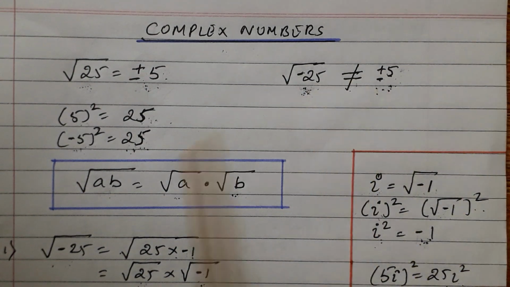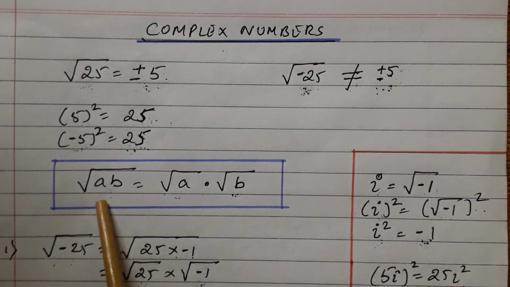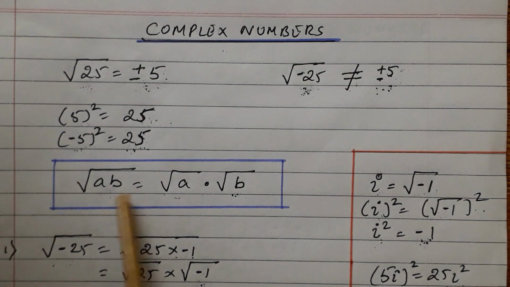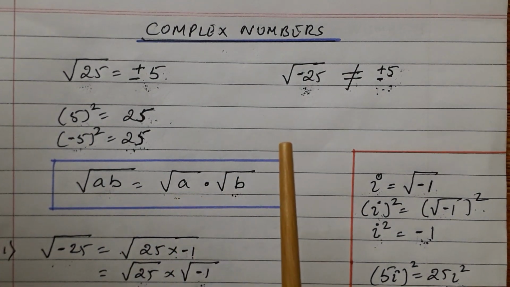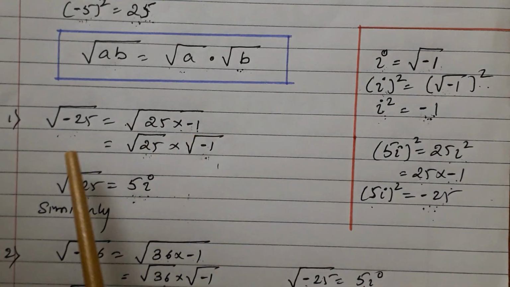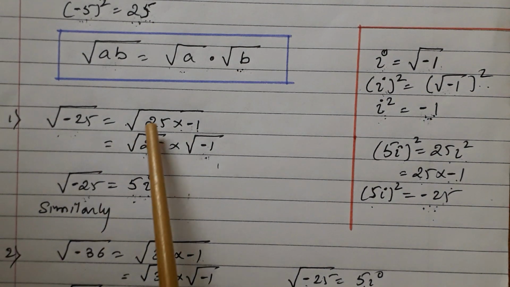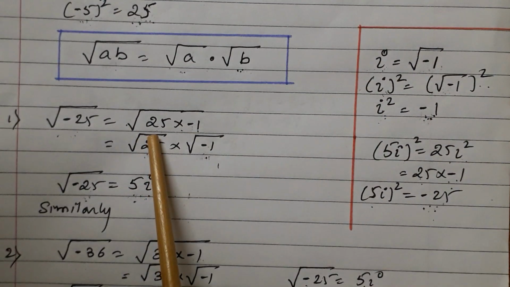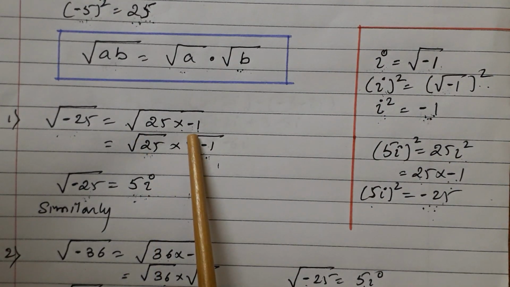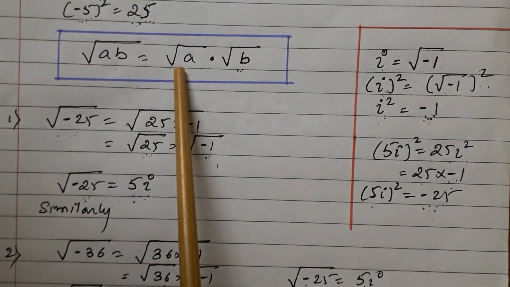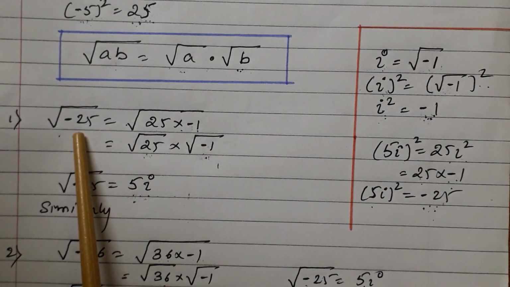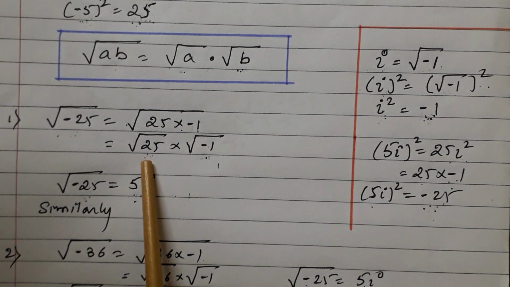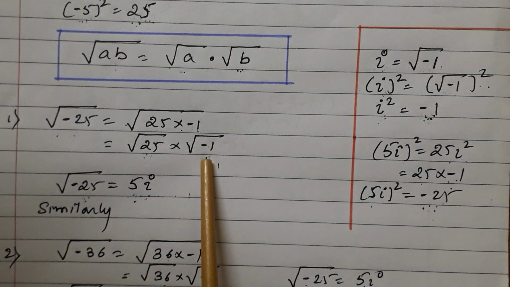Let's find out. Consider this property of surds: root of AB is equal to root A into root B. Now we can write square root of minus 25 as square root of 25 into minus 1. And now with the help of this property we can write square root of minus 25 as square root of 25 into square root of minus 1.